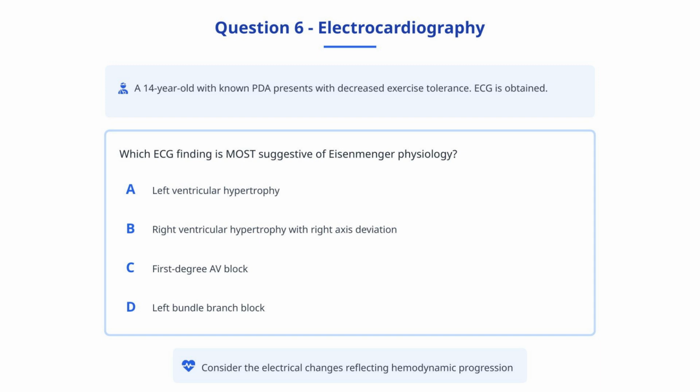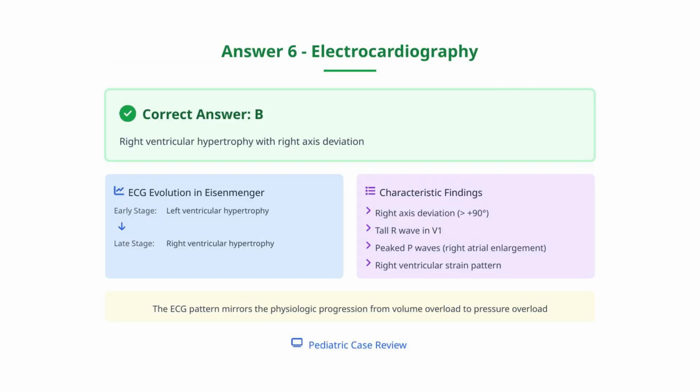Left ventricular hypertrophy, B. Right ventricular hypertrophy with right axis deviation, C. First-degree AV block, or D. Left bundle branch block? The correct answer is B. Right ventricular hypertrophy with right axis deviation is the most characteristic electrocardiographic finding in Eisenmenger syndrome. This reflects right ventricular adaptation to pulmonary hypertension.